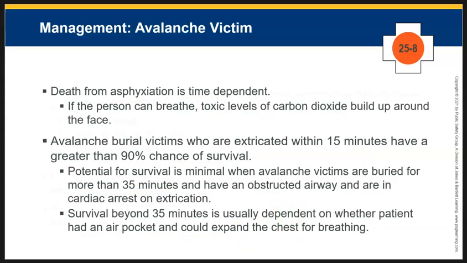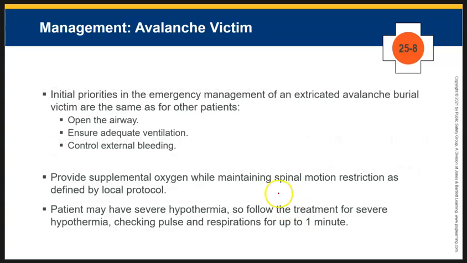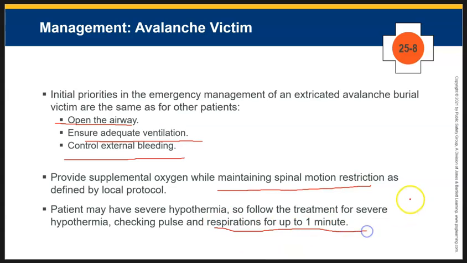So if we extricate a victim of an avalanche, the real priorities are going to be open the airway and ensure adequate ventilation and watch for trauma with major bleeds. We can provide supplemental oxygen and maintain spinal motion restriction for our transport. And if they have severe hypothermia, we'll just follow our hypothermia treatments and check pulse and respirations for up to 1 minute, understanding that that pulse may be difficult to detect because they're so severely bradycardic.